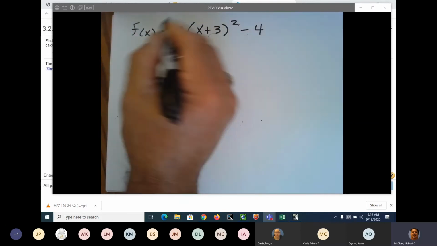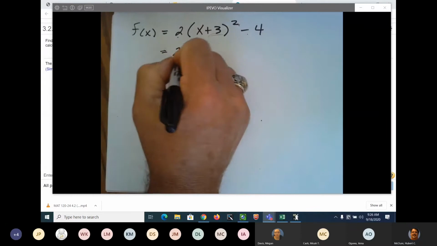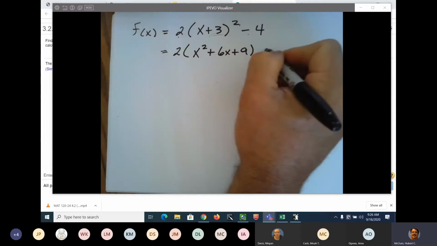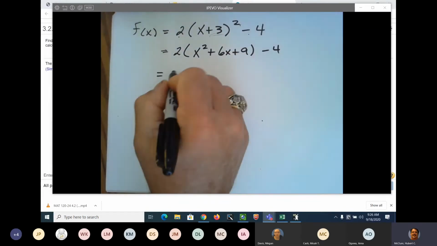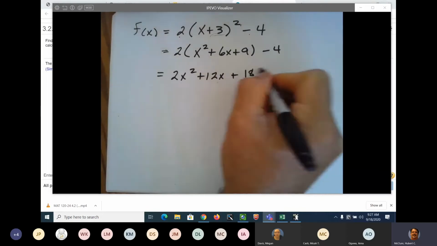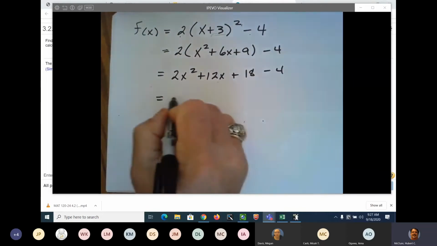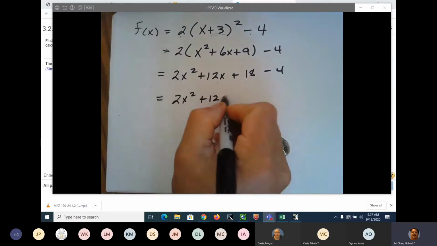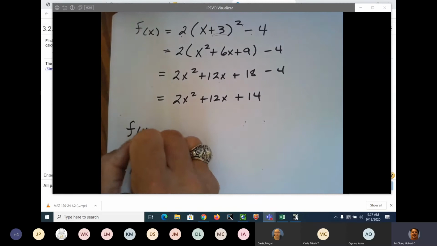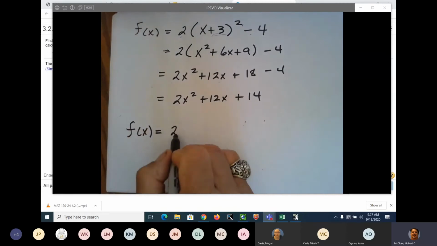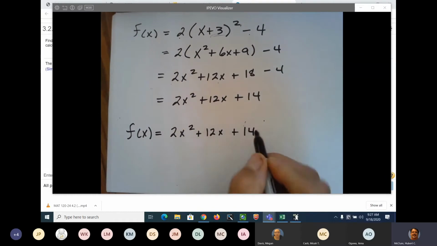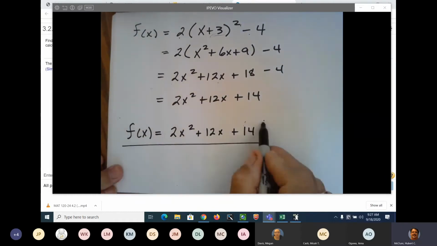All right, now we're going to use shortcut number 1. x squared plus 6x plus 9. 2x squared plus 12x plus 18. 2x squared plus 12x plus 14. And that, ladies and gentlemen, is your quadratic equation. And that should be your answer.